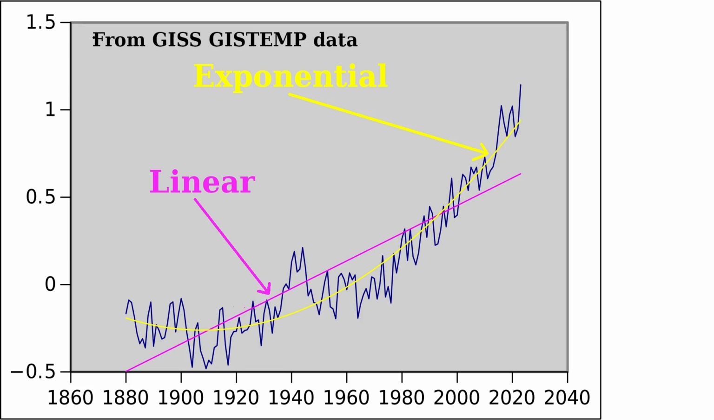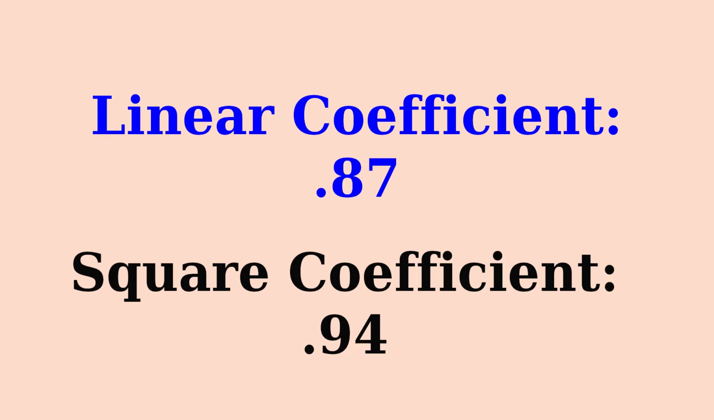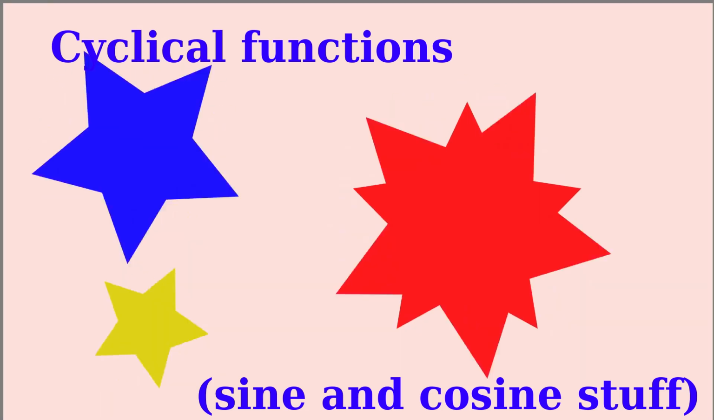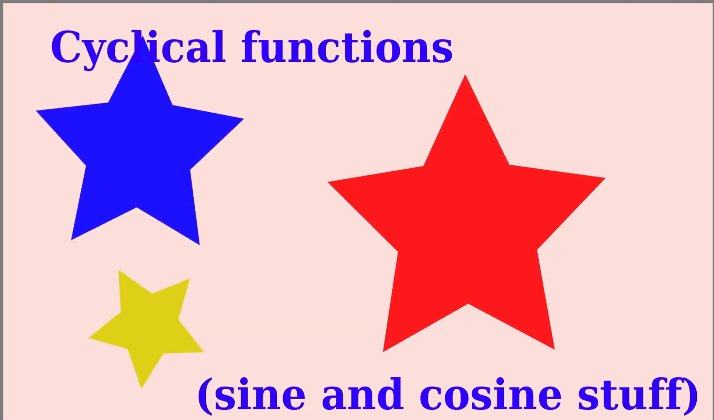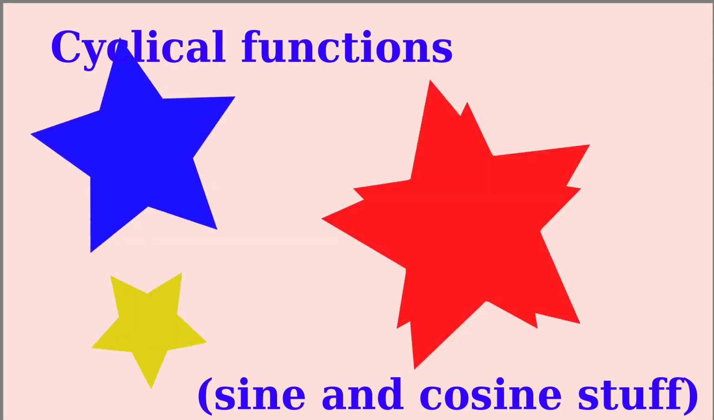This is a representation of world temperature since 1880, derived from the GISTEMP database on the giss.nasa.gov website. The 0.94 probability indicates that the temperature is increasing exponentially instead of linearly. Welcome to the real world. Since everything from gears to planets go round and round, cyclical function analysis is essential.